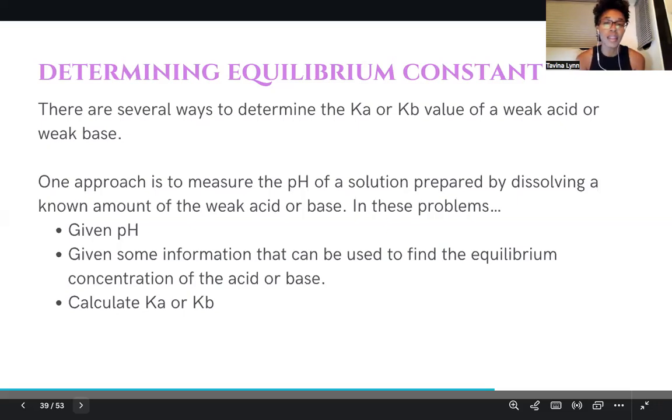We have done this in experiment 6, where you were actually determining the equilibrium constant for a complex ion. So same idea here, right? Think about what information you were given and what you had to find in order to find the equilibrium constant. So let's look at one example.